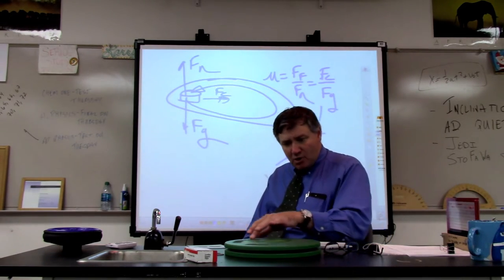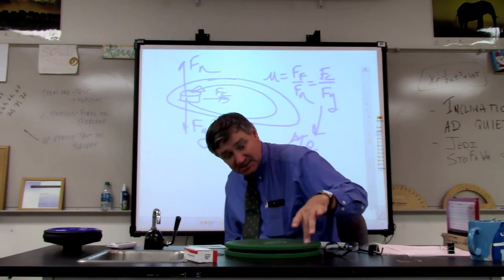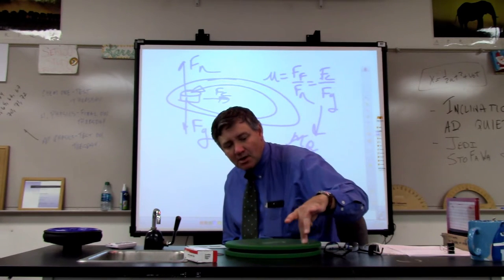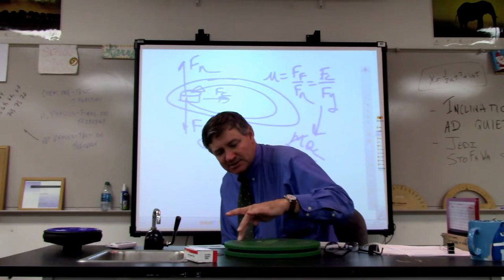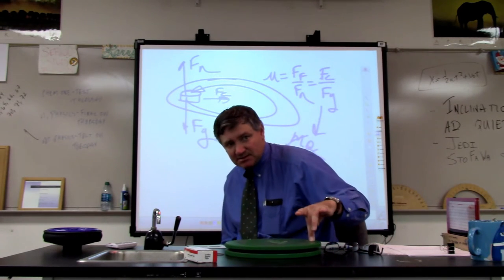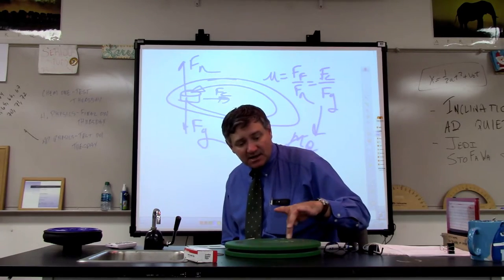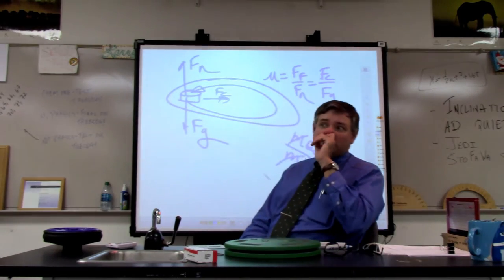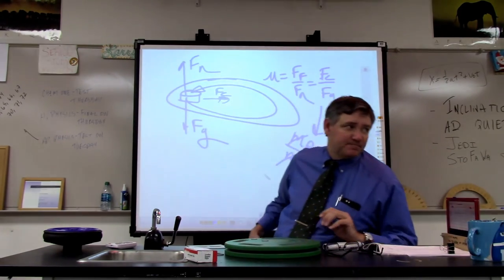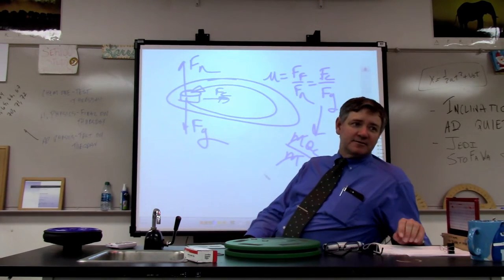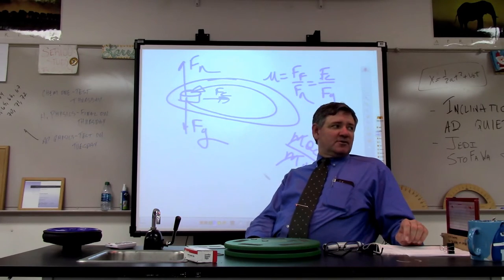So I'm going to move them right now at a constant speed. Okay, they're still accelerating, but it's at a constant speed. Which nickel is traveling fastest? The one on the outside, the one on the inside, or are they traveling at the same speed? Outside. Because it's farther.